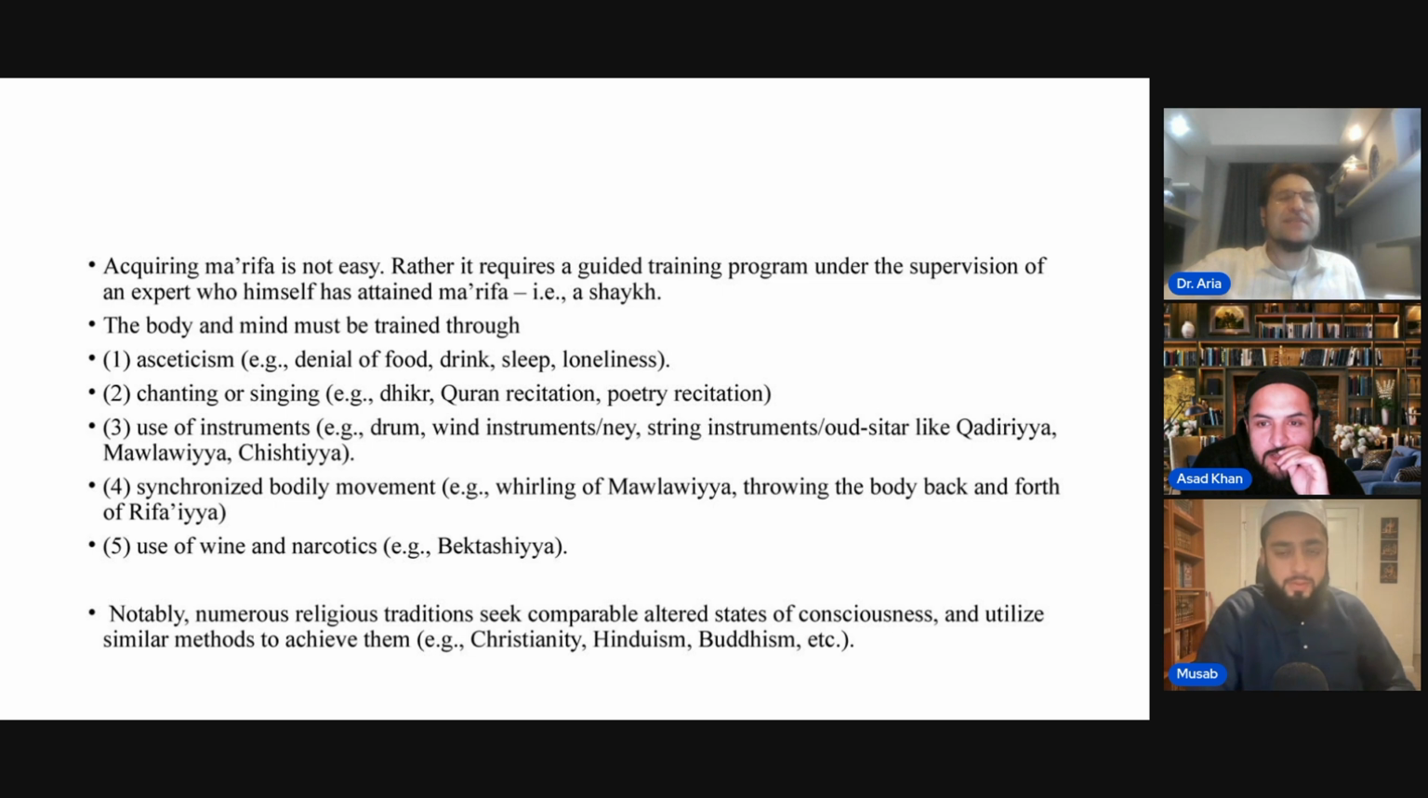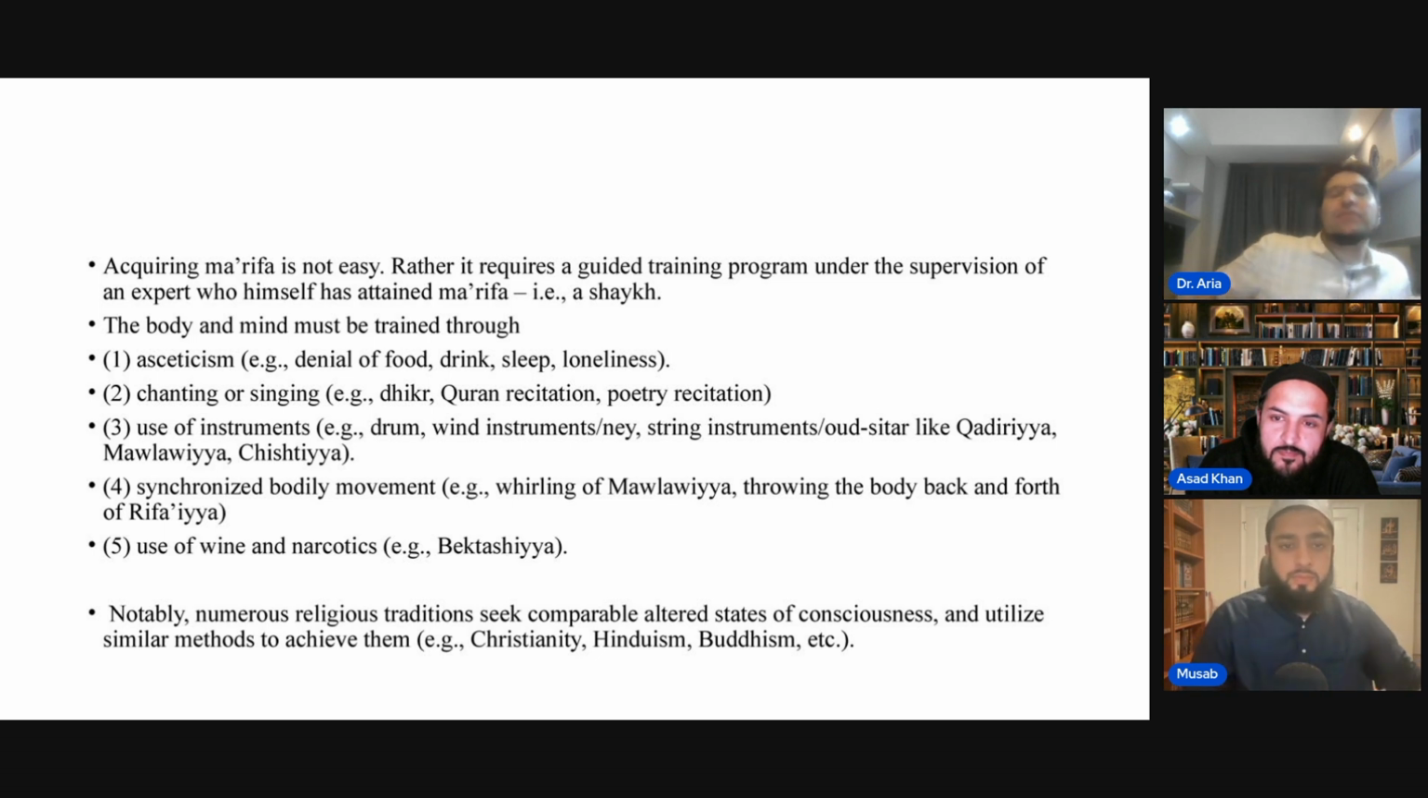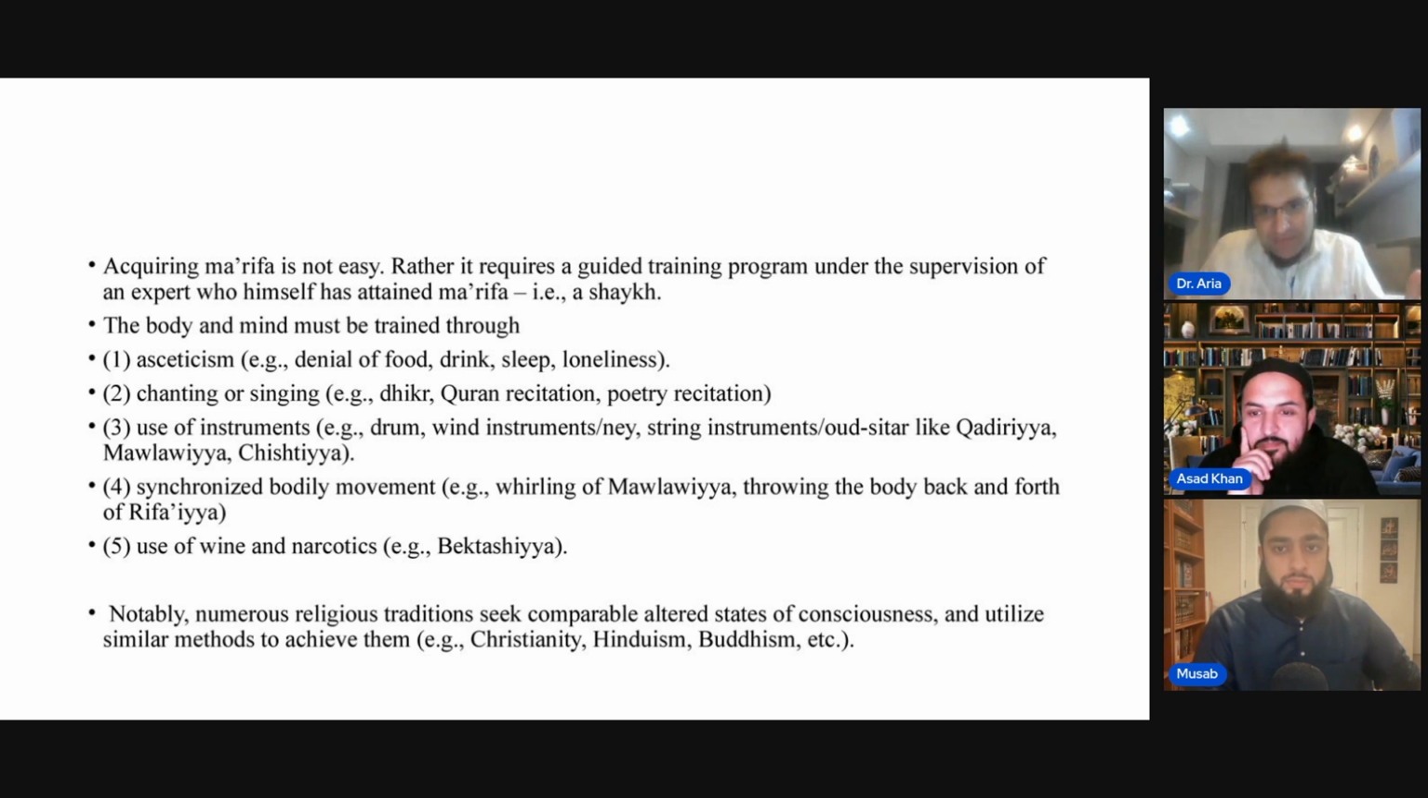So the biggest criticism of Ma'rifa would be the following. It's just a subjective hallucination. You hallucinate one thing, another person hallucinates another. Here are a couple of responses to that. Once again, I'm not defending it. I'm just saying the kind of responses that have been given.